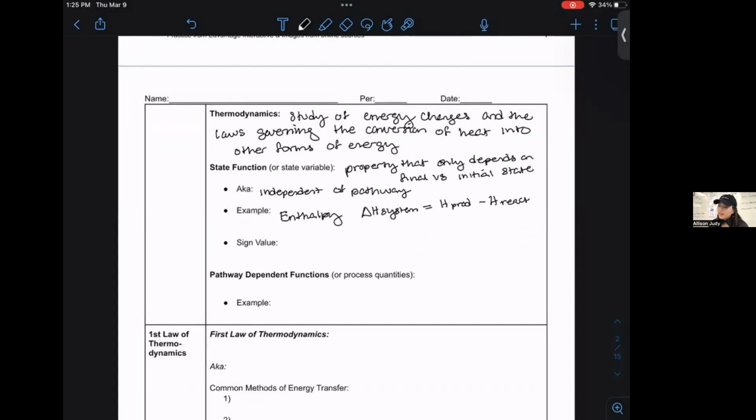So, sign value, right? With a state function, sign value represents the direction of heat flow.